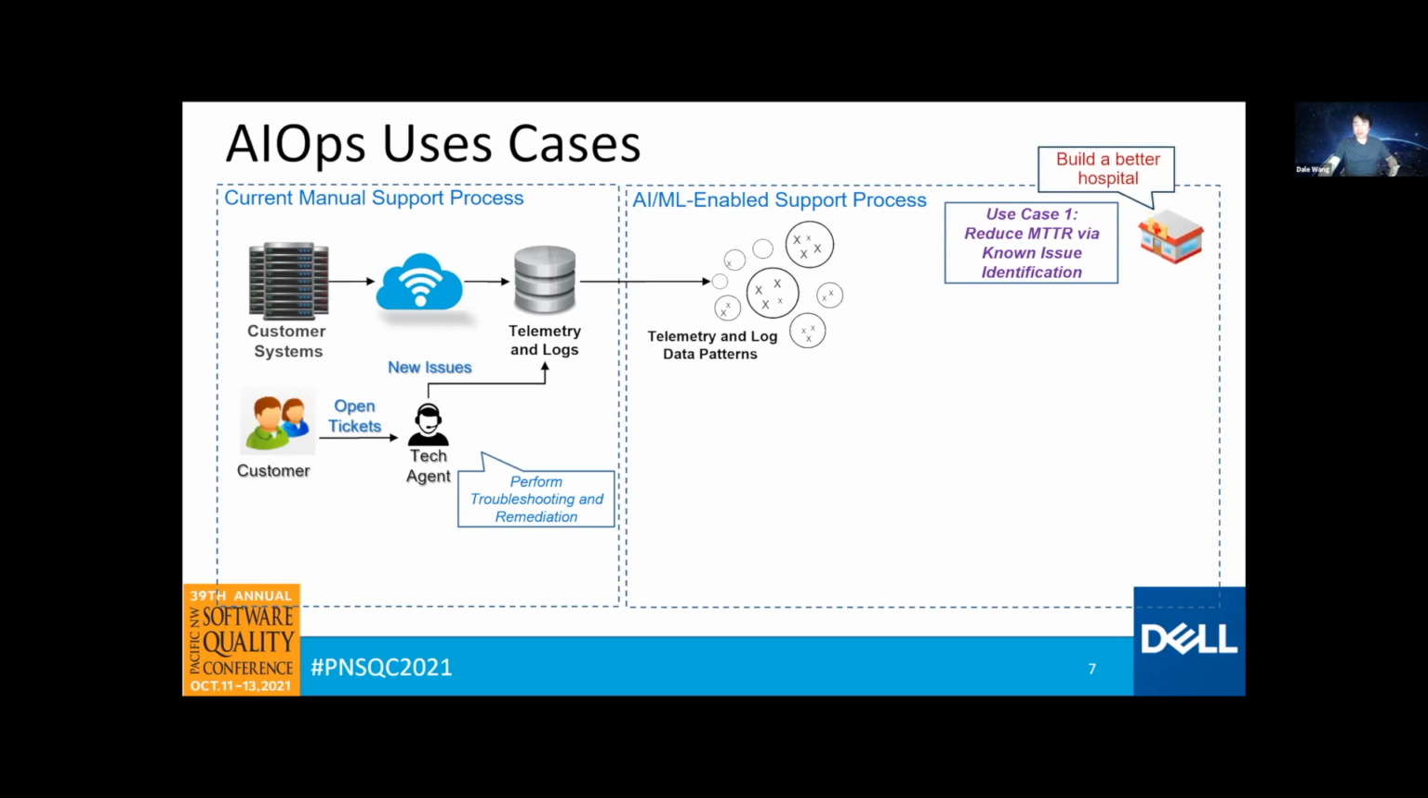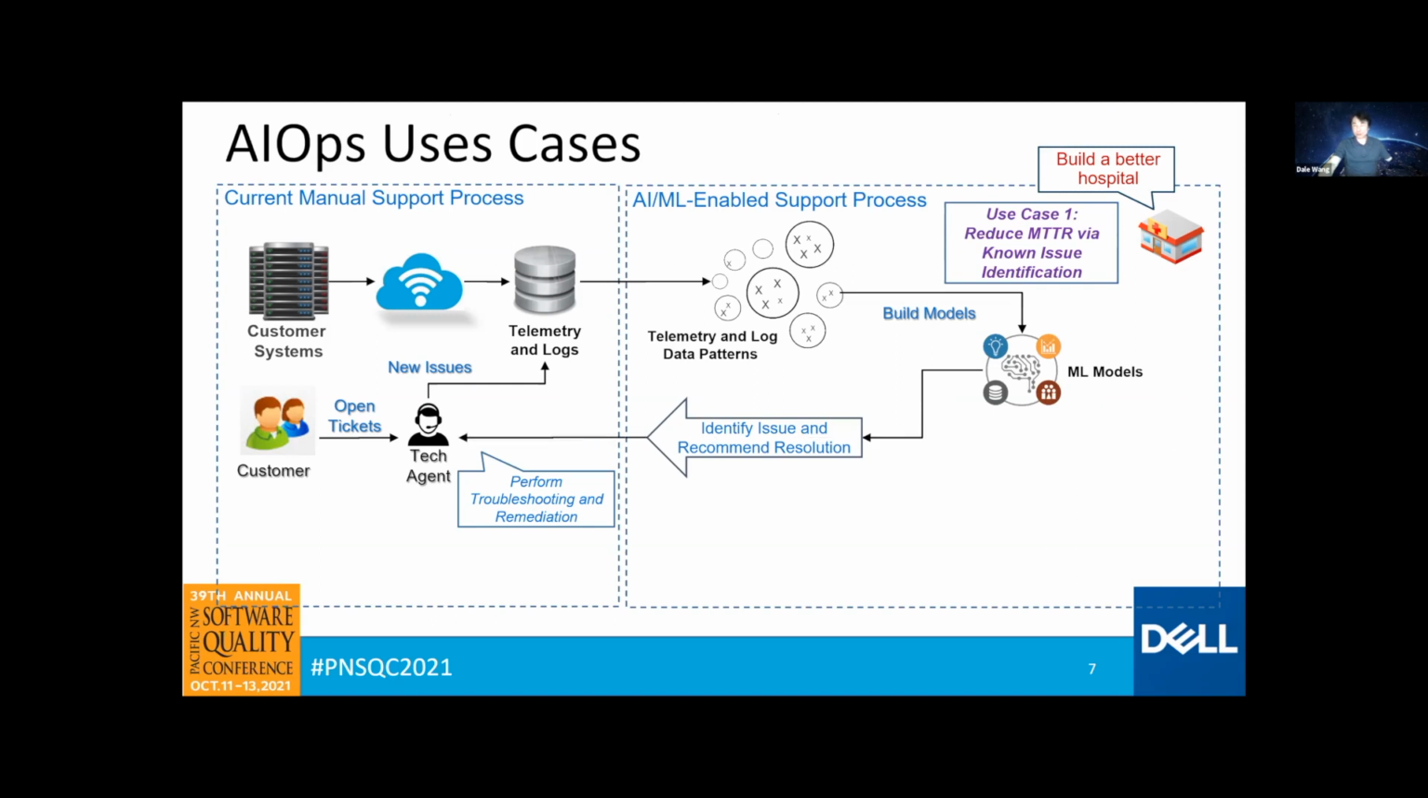And the general concept there is I'm building a better hospital. Your customer is the patient. He or she gets sick and comes into the hospital, and you can figure out what's causing the problem, what's causing the ailment. You can then prescribe a remedy and get your patient out of the hospital. And now, like I said before, we are looking for patterns in the data. We're building the models, identifying the issue, and recommending the resolution. It goes to the tech agent, right? So this is how you're reducing your mean time to resolve.